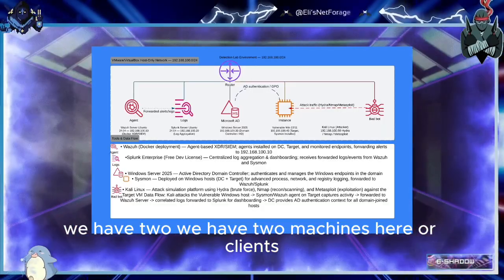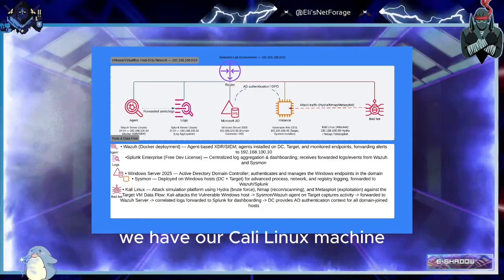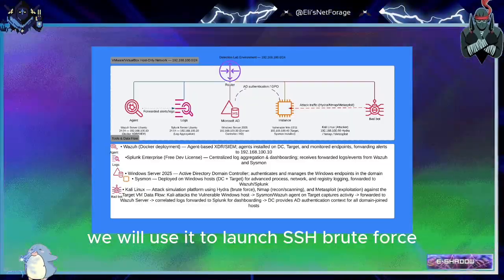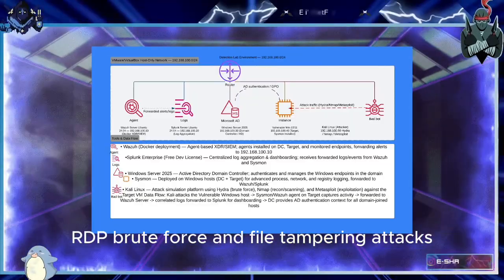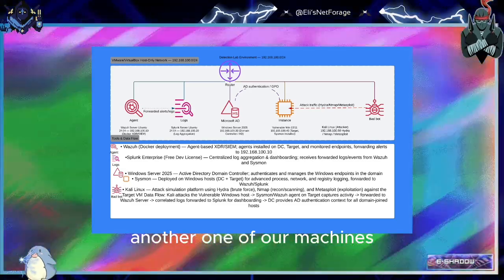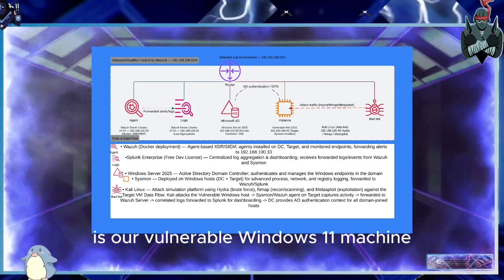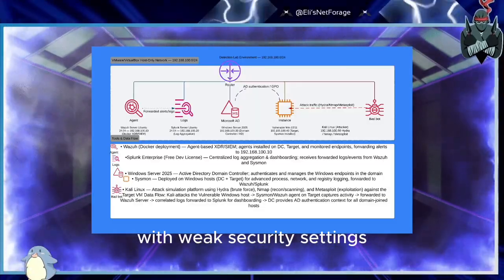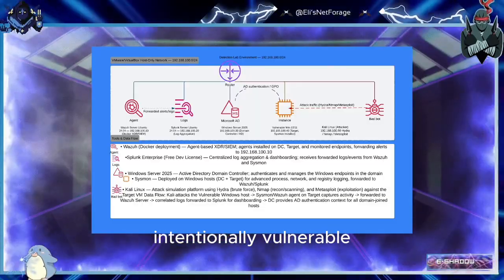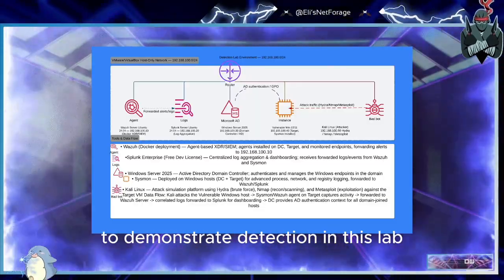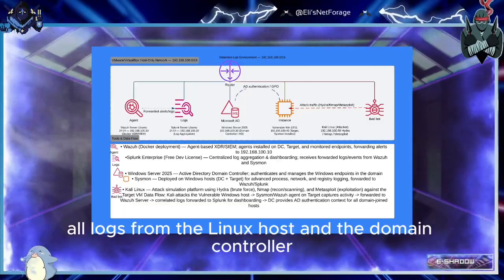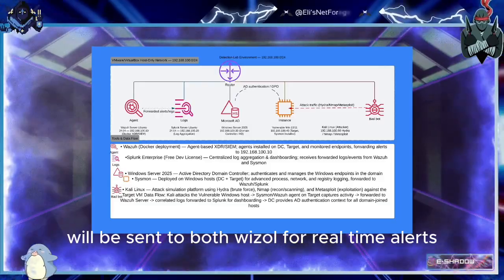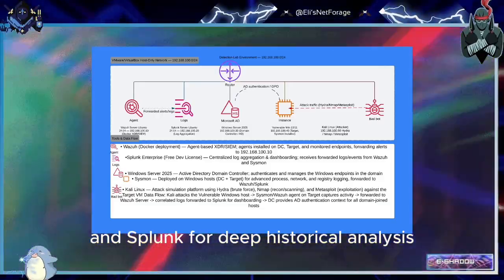We have our Kali Linux machine, which is our attacker machine. We will use it to launch SSH brute force, RDP brute force, and file tampering attacks. Another one of our machines is our vulnerable Windows 11 machine. It is a domain joined workstation with weak security settings, intentionally vulnerable to demonstrate detection in this lab. All logs from the Linux host and the domain controller will be sent to both Wazuh for real-time alerts and Splunk for deep historical analysis and custom dashboards.